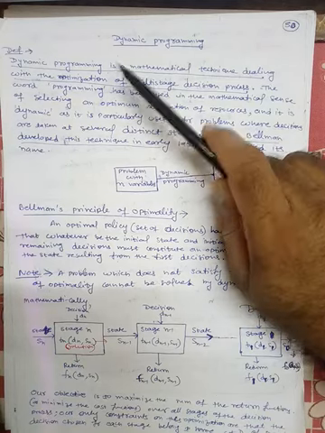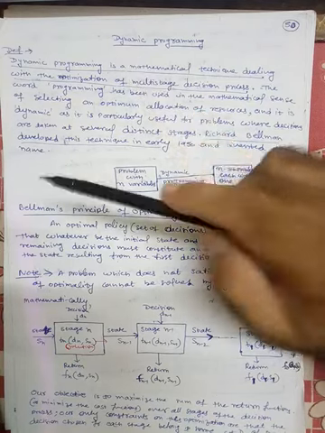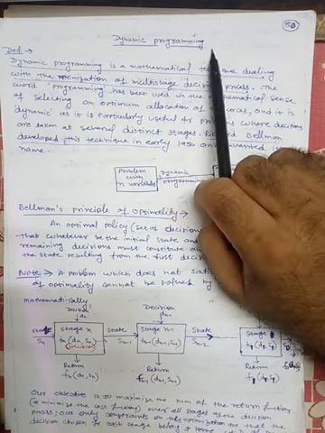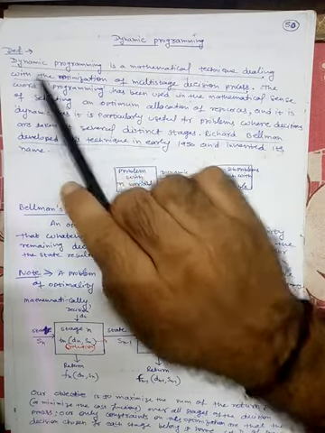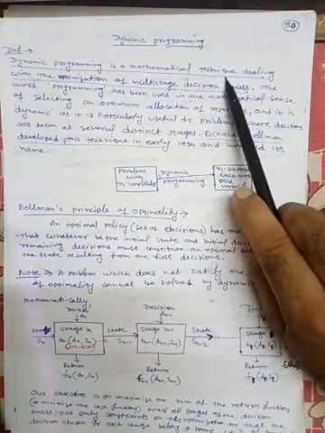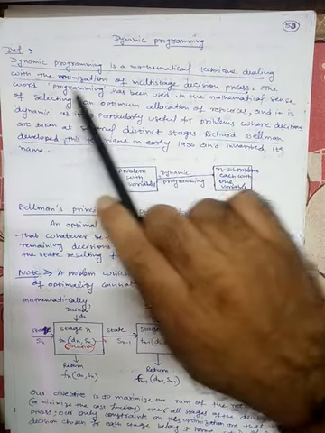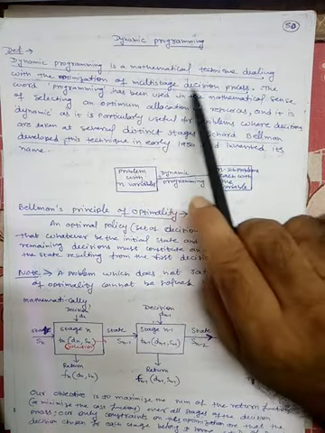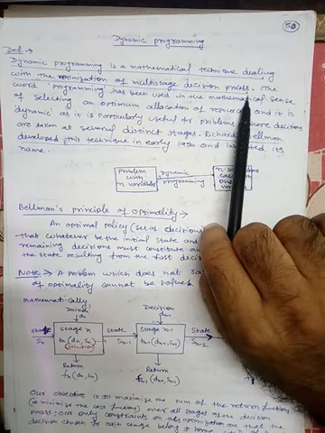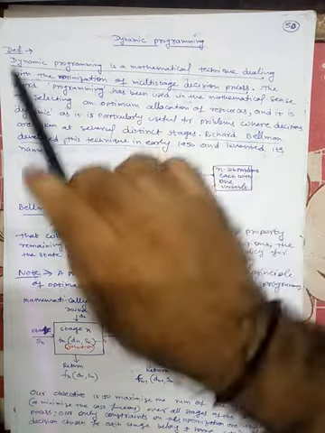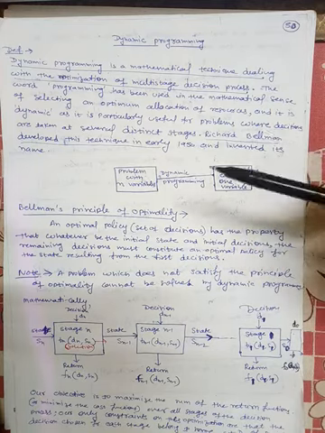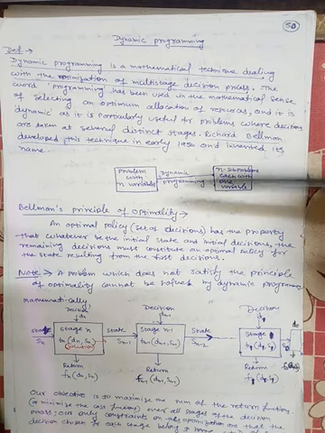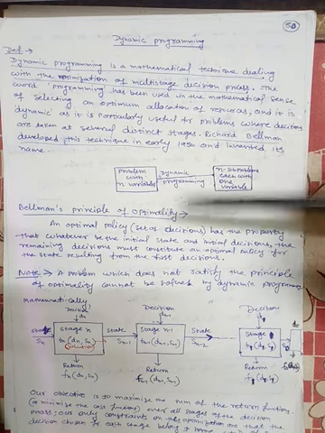Dear students, in this video, I am going to start the dynamic programming problem. So what is the dynamic programming problem? The definition is: dynamic programming is a mathematical technique dealing with the optimization of multi-stage decision processes. So here we are dividing the problem into multi-stages. Fine. We will discuss how we will construct the problem into stages later on, but we will divide the problem into stages.